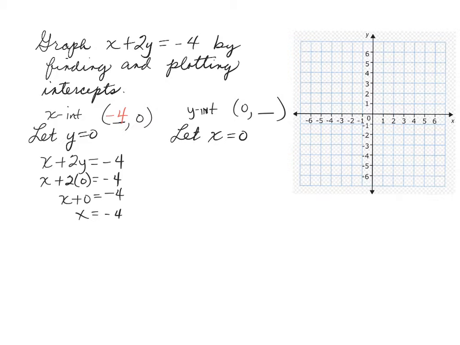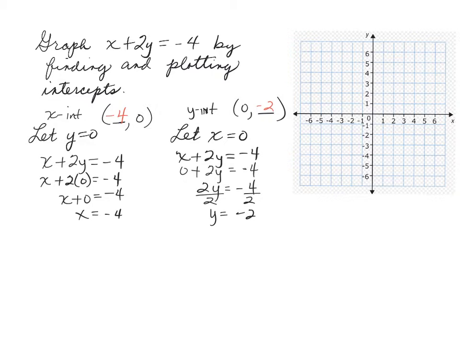The y-intercept, we're going to let x equal 0. So we have x plus 2y equals -4. X equals 0, so we have 0 plus 2y equals -4. So 2y equals -4. Divide both sides by 2. Y equals -2. That's our y coordinate of our y-intercept.